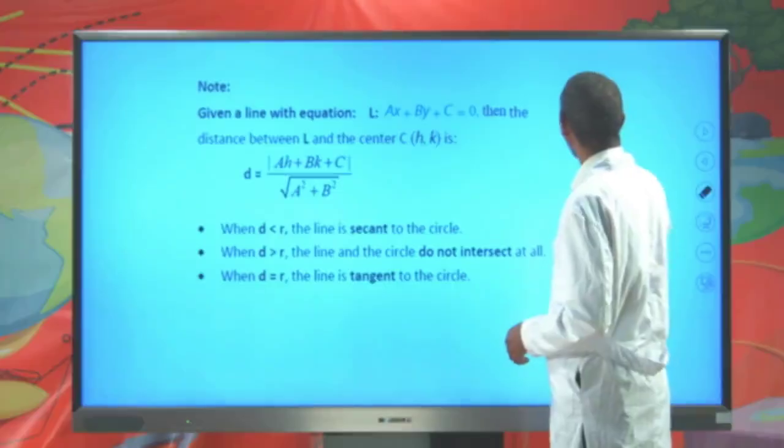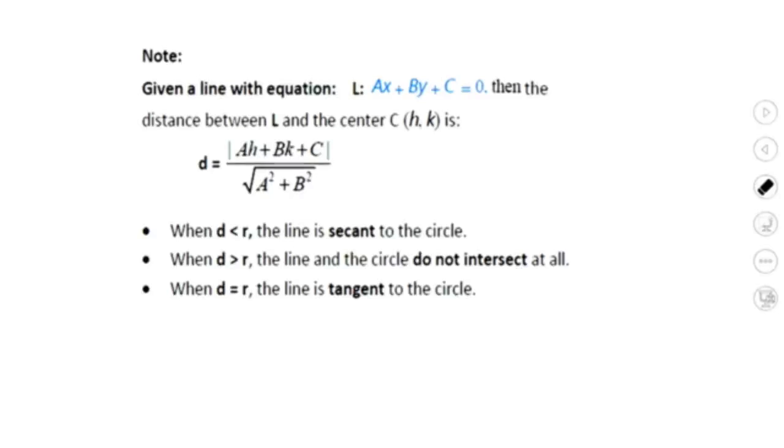Now, we said a circle is a set of points which are equidistant from a fixed point, which is the center of the circle. Okay, so this is the center, and that's the radius of the circle. So you may have also a line, this line. We may represent this as L.